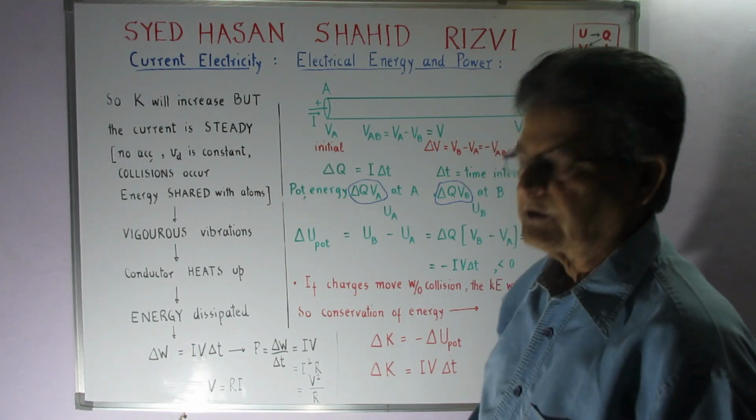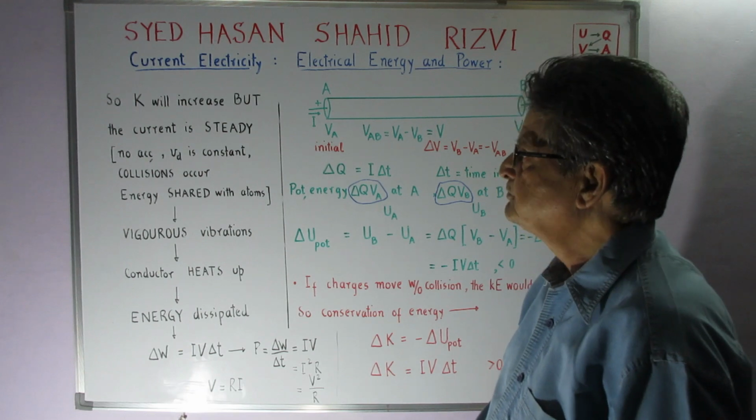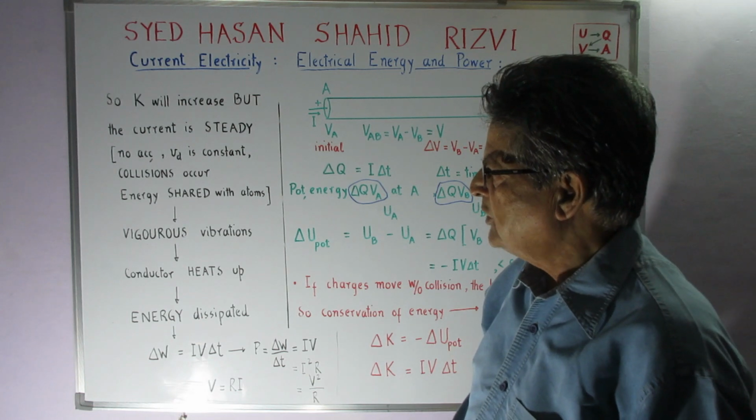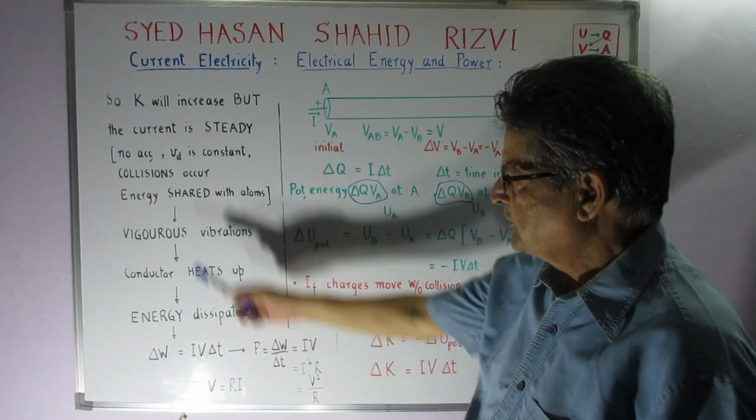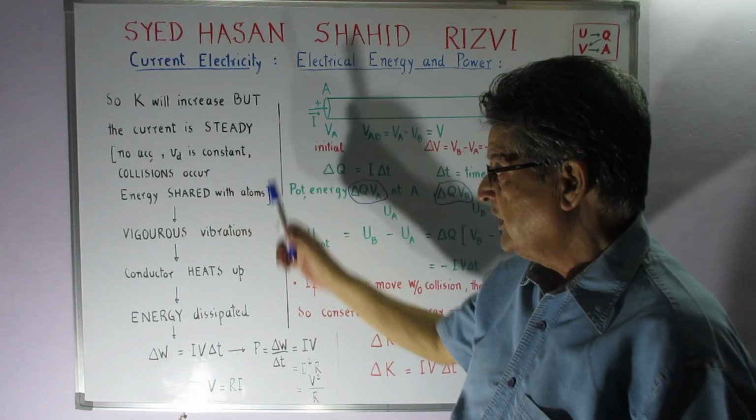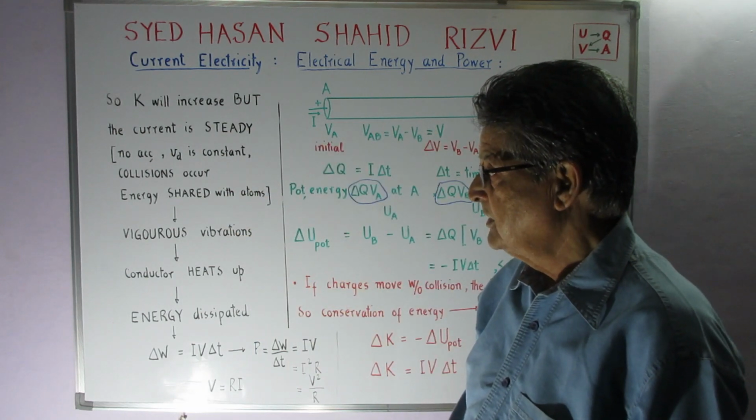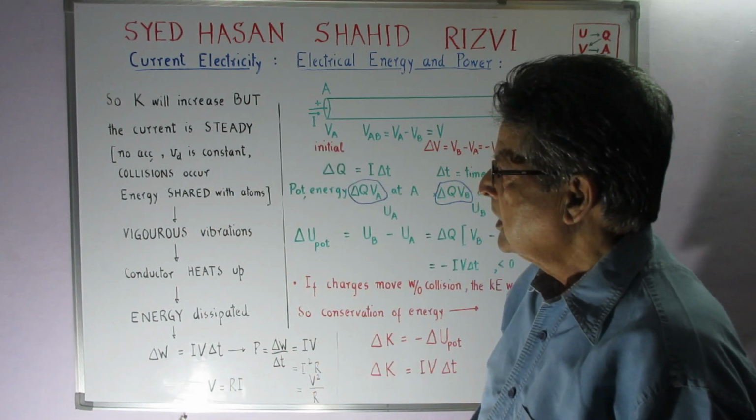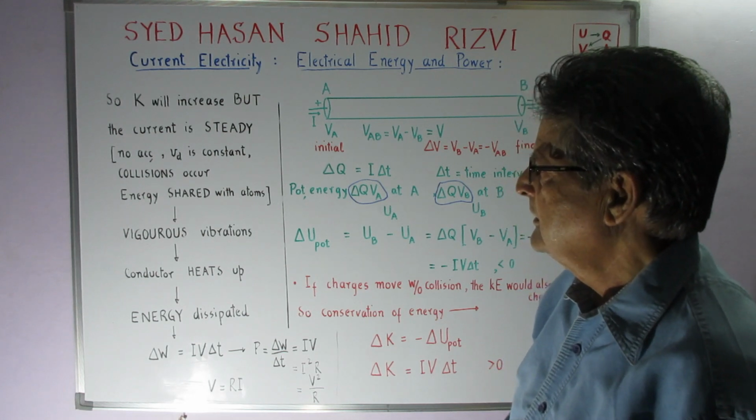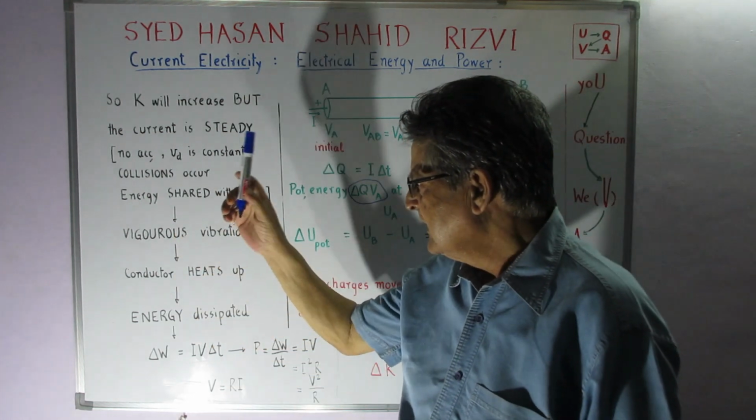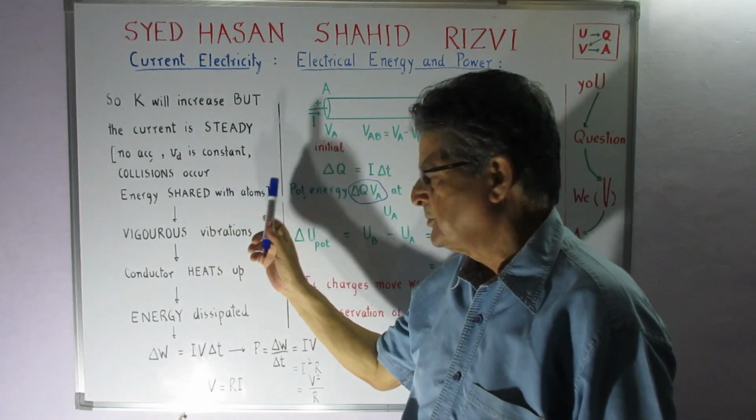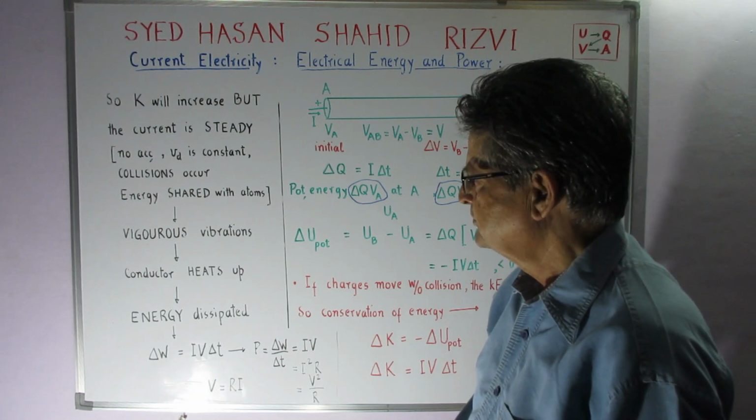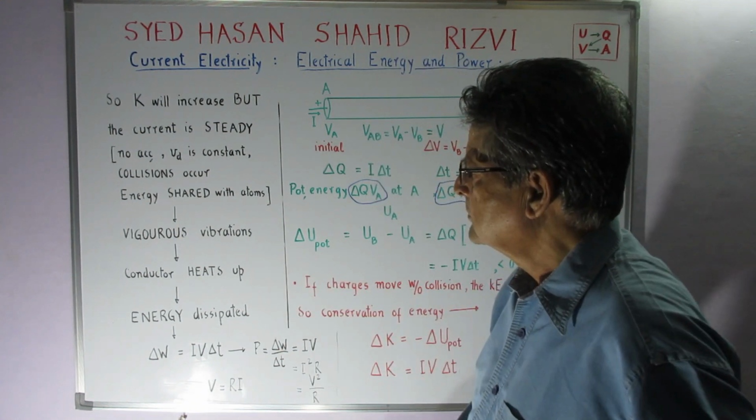But the current is steady. The current is steady, it's not changing. No acceleration, Vd is constant. So what happens is collisions are occurring, and the energy is shared with atoms, ions, the thick ones, big ones.